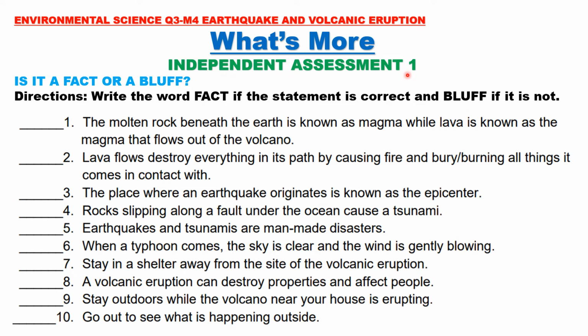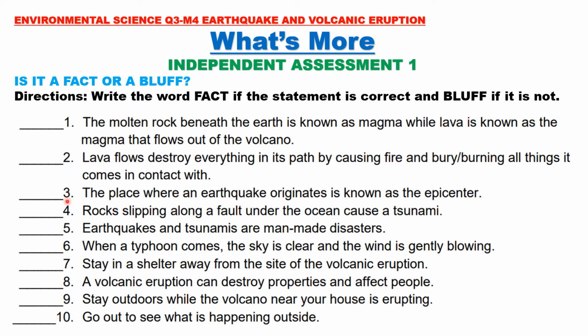Independent assessment 1. Is it a fact or a bluff? Write the word fact if the statement is correct and bluff if it is not. 1. The molten rock beneath the earth is known as magma, while lava is known as the magma that flows out of the volcano. 2. Lava flows destroy everything in its path, causing fire and burying or burning all things it comes in contact with.